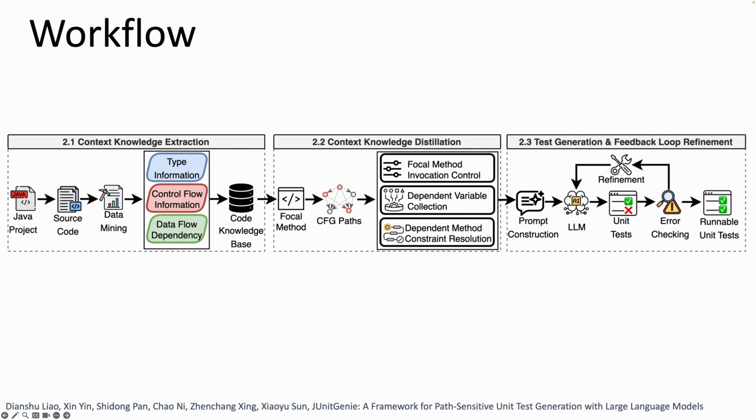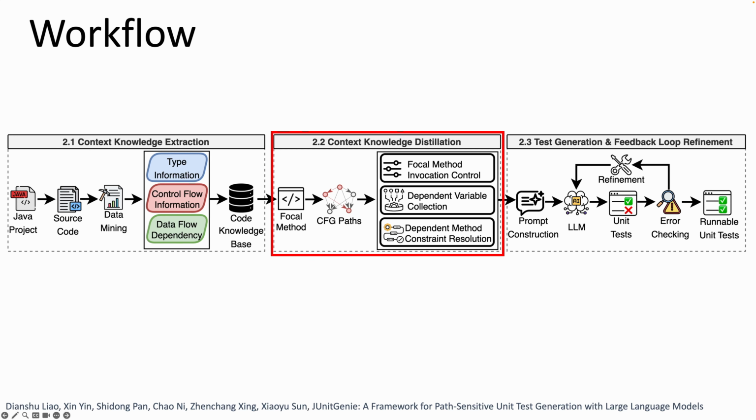JUnitGenie is built on three modules: context knowledge extraction, context knowledge distillation, and test generation with feedback loop. Starting from a Java project, JUnitGenie extracts comprehensive code knowledge. This includes type information, control flow information, and data flow dependencies. All this information is stored in a code knowledge base, which we later use to retrieve relevant context.